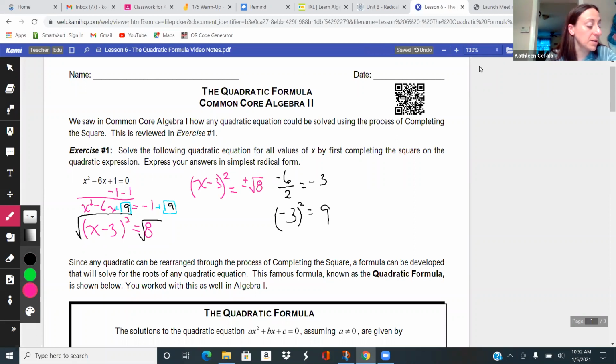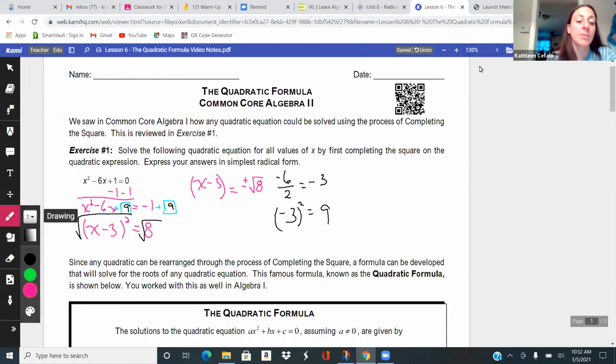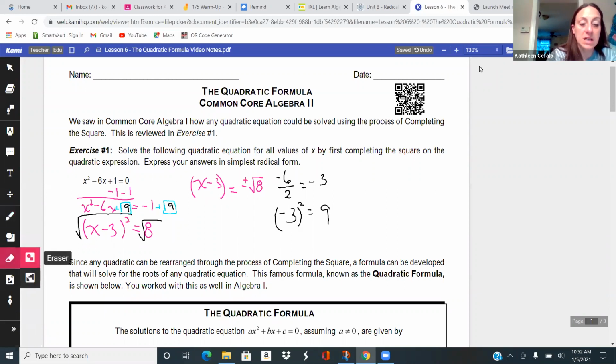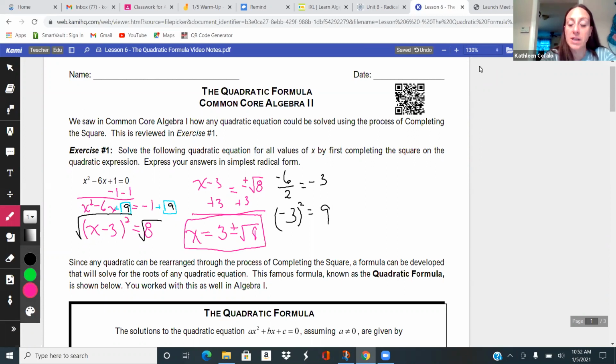Okay, so from here, I'm sorry, I have a mistake here. Because we square rooted the square, the square goes away. So we just have x minus 3, which means we don't even need these parentheses, and we're just solving for x. All I'm going to do is add over the 3. And now we've found our value of x: x is equal to 3 plus and minus the square root of 8. So we have found two answers. You could write them together like that.